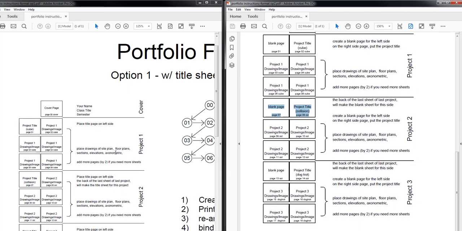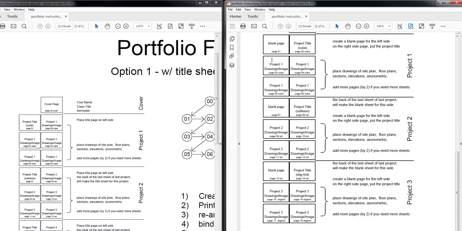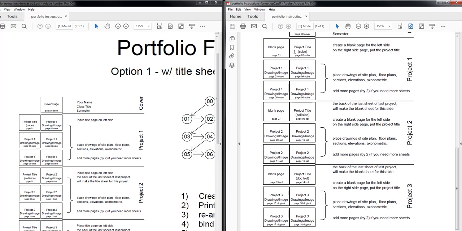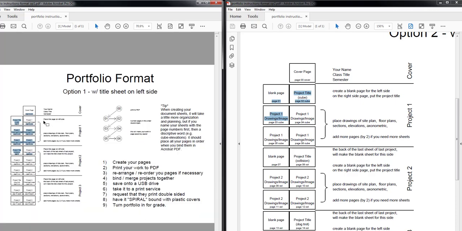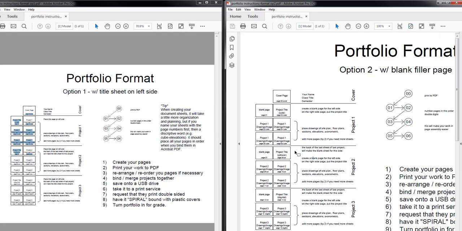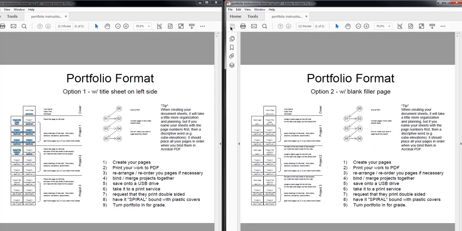So the only difference between these two is where do you start your title page? Is it starting on the left side or the right side? In option 2, if you start your page on the right side, you start the title on the right. In option 1, you start your title on the left. So please read through this document to understand exactly everything that needs to occur for this.